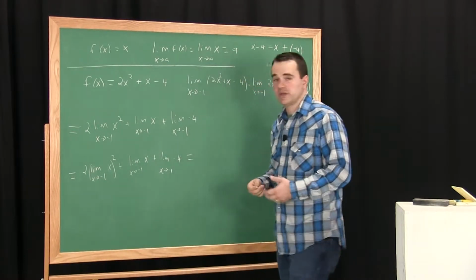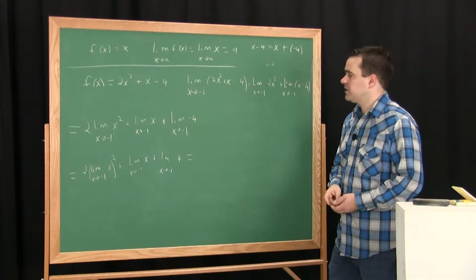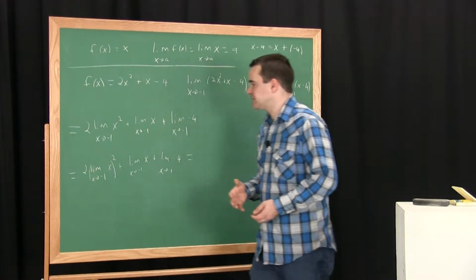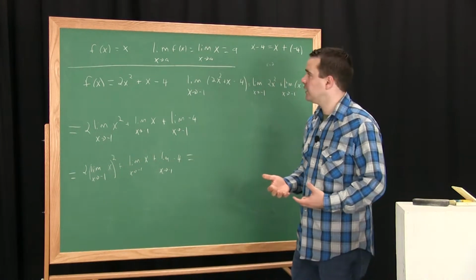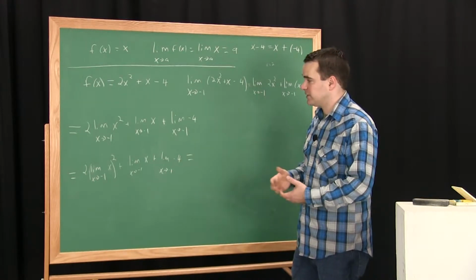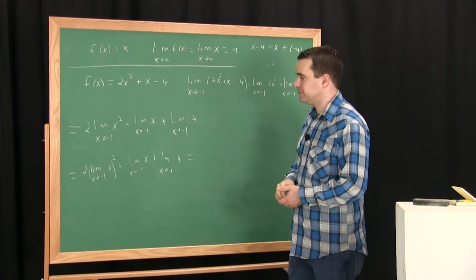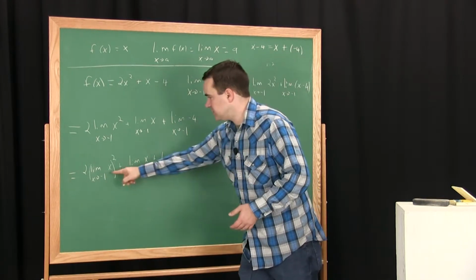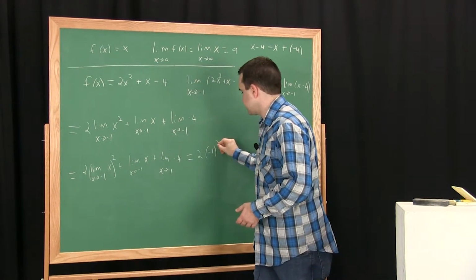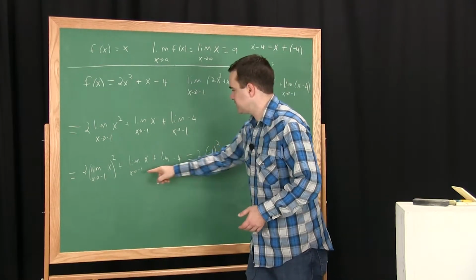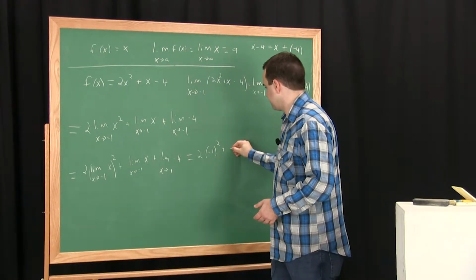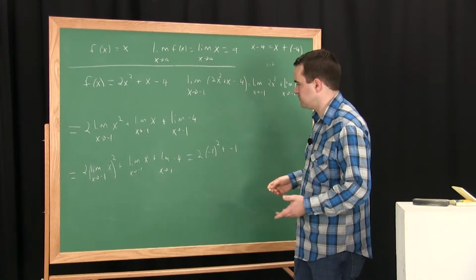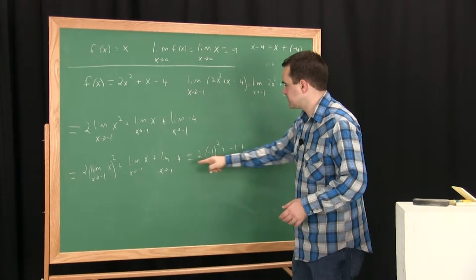And now you can really start calculating everything, because I know that the limit of x as x goes to -1 is definitely equal to -1. That was the first remark that we made. Here I'm taking a equals -1. And so I'm going to get 2 times (-1) squared plus -1, or you could write that as just minus 1 if you wanted to, but either way, plus -4.